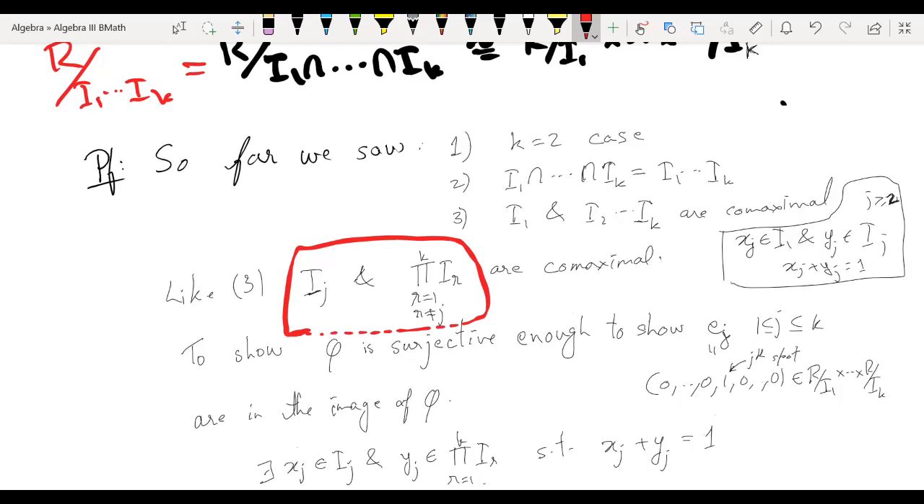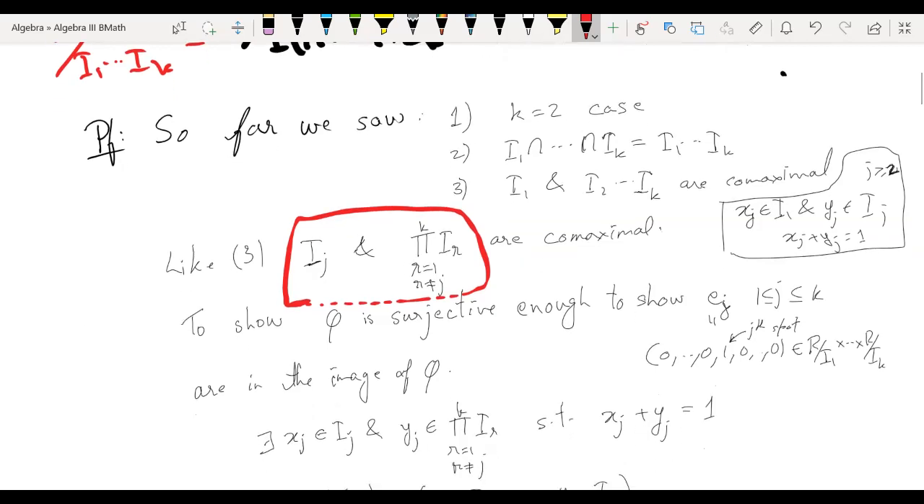So remember the k equals 2 case. We could find x1 in I1 and x2 in I2 such that their sum is 1, and that led us to give these elements: x1 maps to e2 and x2 maps to e1. That was the trick for the k equals 2 case. So here we'll do a similar thing.